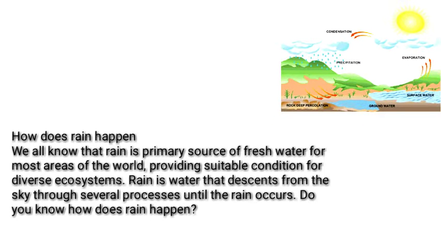The example of explanation text is titled How Does Rain Happen? The first paragraph is called General Statement. We all know that rain is the primary source of fresh water for most areas of the world, providing suitable conditions for diverse ecosystems. Rain is water that descends from the sky through several processes until rain occurs. Do you know how does rain happen?